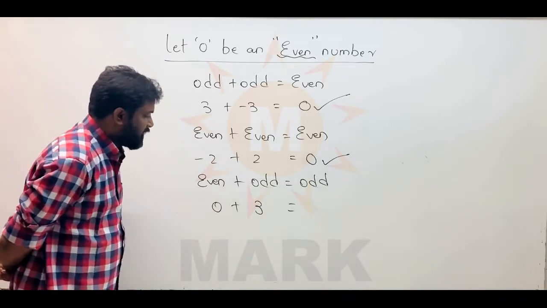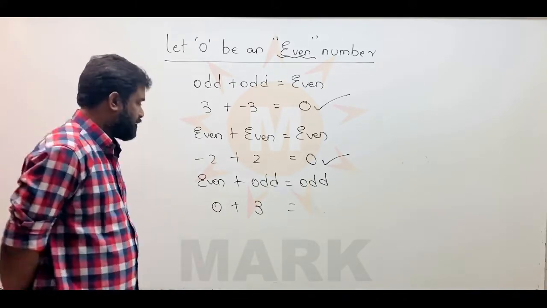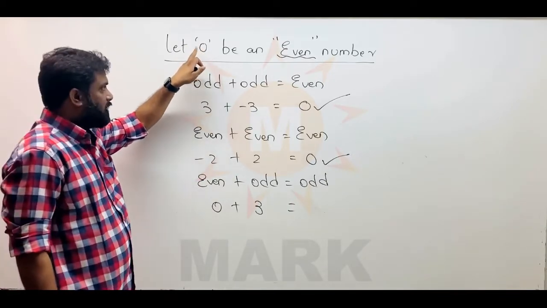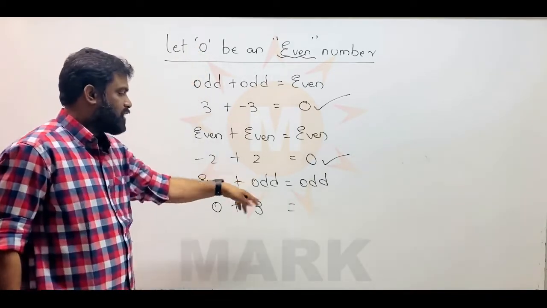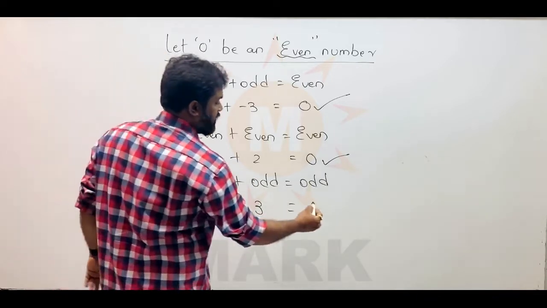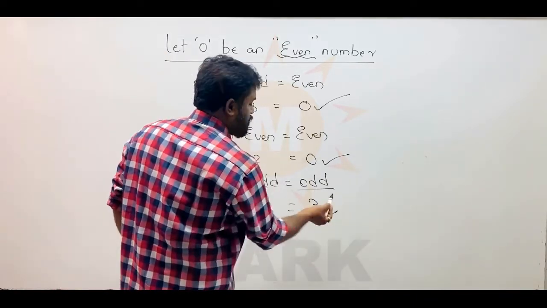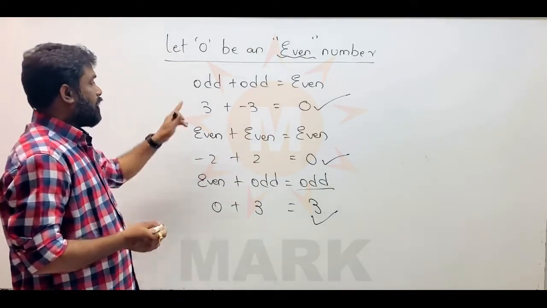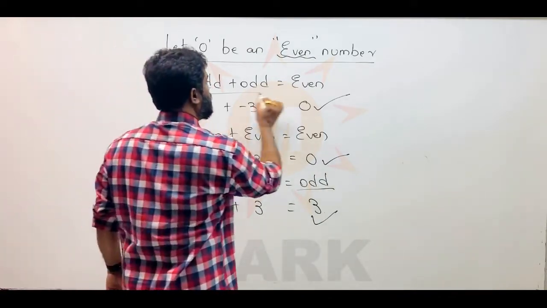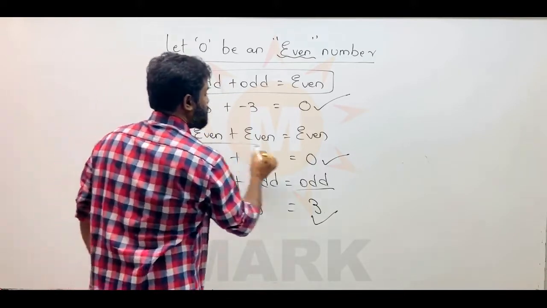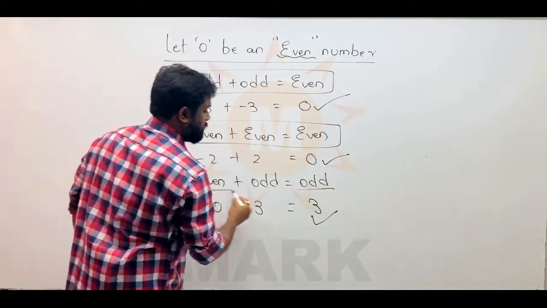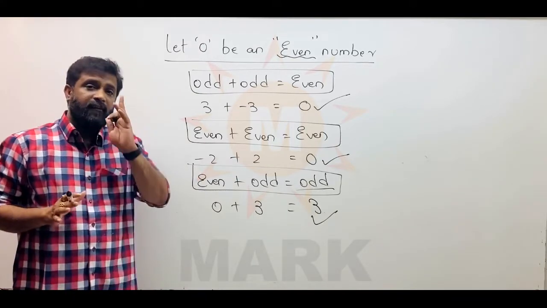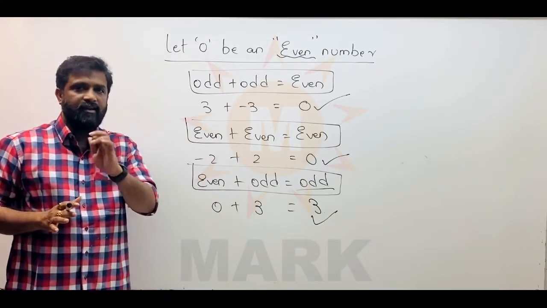Okay, now the third one, even plus odd should give an odd number. So in the place of even I have taken 0, because I assumed 0 as even in the beginning itself. And the odd number I have taken is 3. So 0 plus 3 will give 3. Yes, 3 is also an odd number. No need to say anything, right? So all the 3 rules, odd plus odd will give even, even plus even should give even, and even plus odd should give odd. All the 3 rules are verified if I take 0 as an even number.